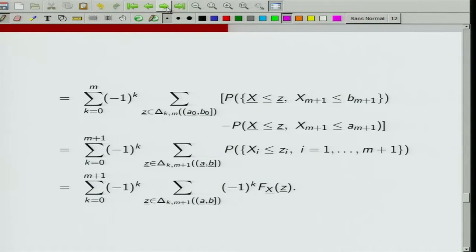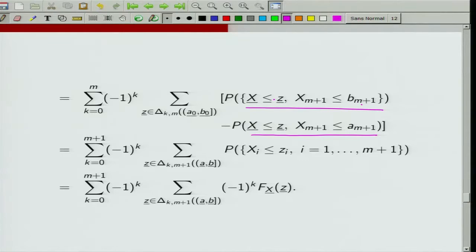Summation k is equal to 0 to m, delta k m a 0 b 0, probability x less than or equal to z, x m plus 1 less than or equal to b m plus 1 minus probability x less than or equal to z, x m plus 1 less than or equal to a m plus 1. Now, if you see over here, what is happening? In this, k of z i's were from first to m a i's, and x m plus 1 is less than or equal to b m plus 1.